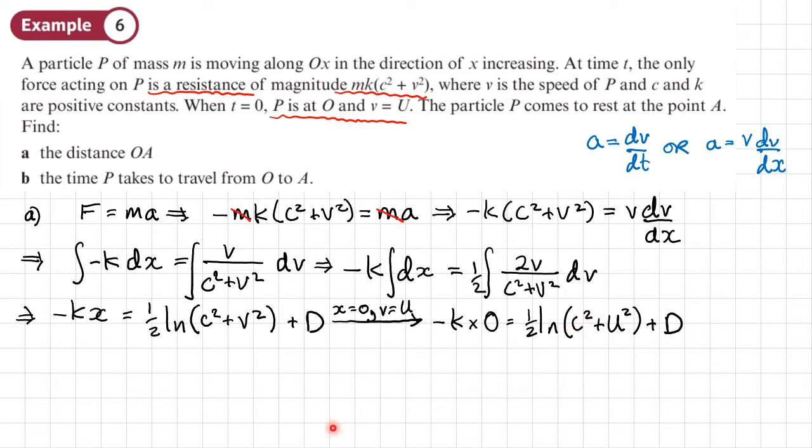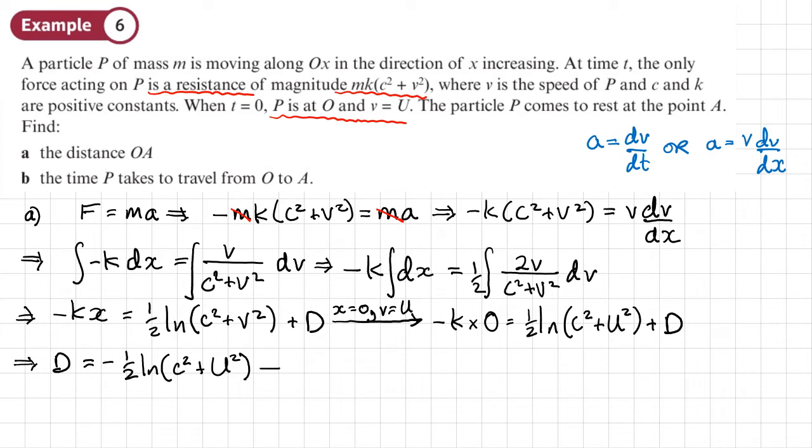So since this side is equal to 0, that will give me that my constant of integration, which I've now called d, is equal to negative half log of c squared plus u squared.